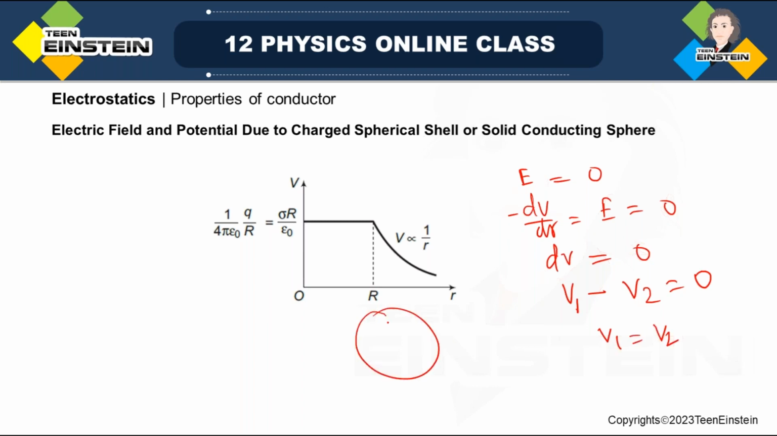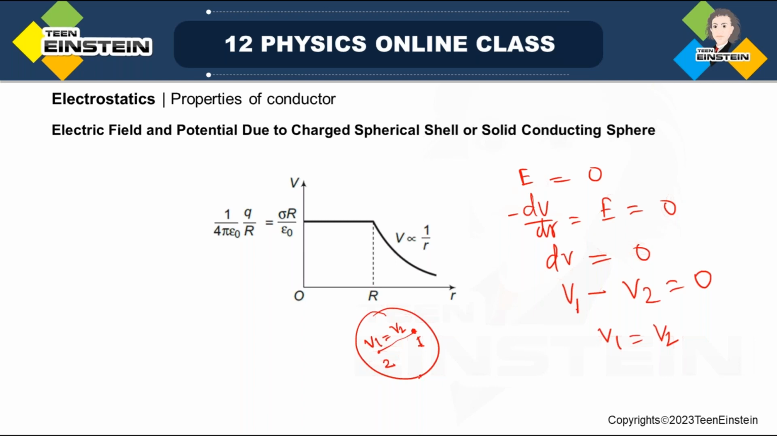See, if I draw this, suppose this is point 1 inside, and somewhere here this is point 2. So what is the potential difference between these two points? That is 0. That means V1 is equal to V2. That means the potential is constant everywhere. The same potential you will see inside the spherical shell. So that's why the inner region and the surface of a spherical shell is called an equipotential surface.